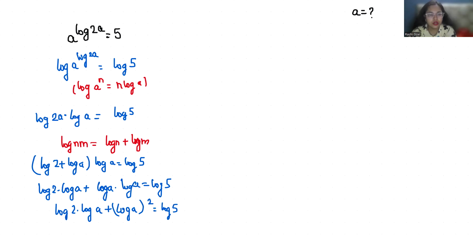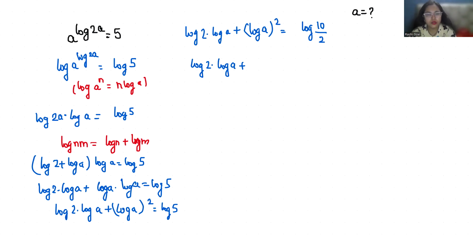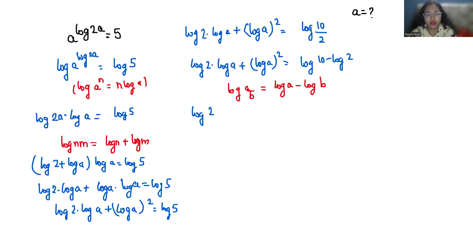Now log 2 times log a plus log a whole square is equal to log 5, we can write it as log 10 by 2. Now log 2 times log a plus log a whole square is equal to log 10 by 2, we can write it as log 10 minus log 2. According to the log rule, log a by b is equal to log a minus log b. Now log 2 times log a plus log a whole square is equal to log 10, which is 1, minus log 2.